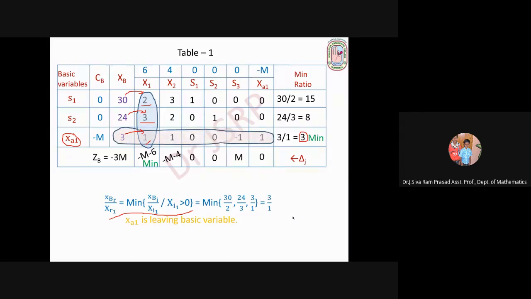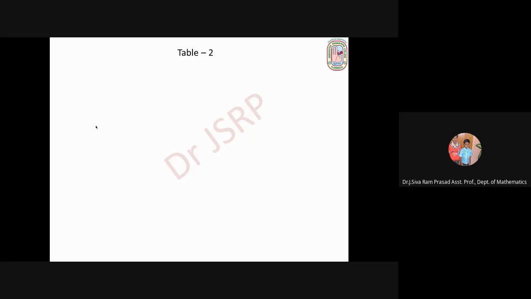Circle the third row, the row corresponding to xa1. That means in the next solution, xa1 is replaced by x1. In the next solution, this basic variable xa1 is replaced by this variable x1. And these two variables remain the same in the next solution. So we write the tabular form of the next solution, table 2.